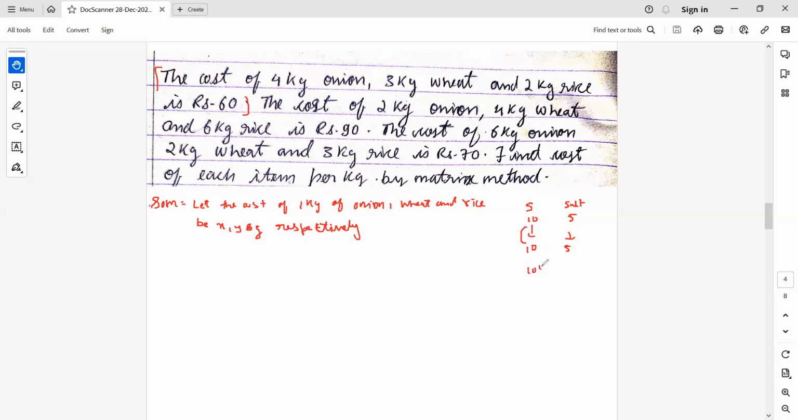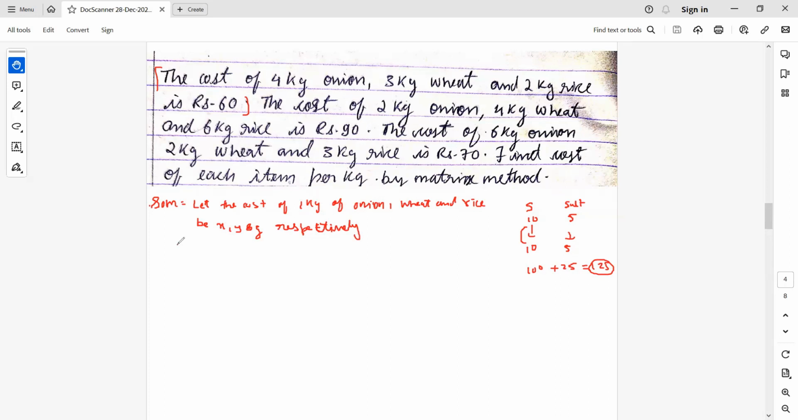So 10 into 10 it will be 100, and 5 into 5 it will be equal to 25. So you will be paying the total amount as what? 125 to the shopkeeper. Okay, so here instead of two items, three items are given. So you have to multiply the number of kg with the cost of 1 kg and take their sum. Okay, so that is what we need to do.